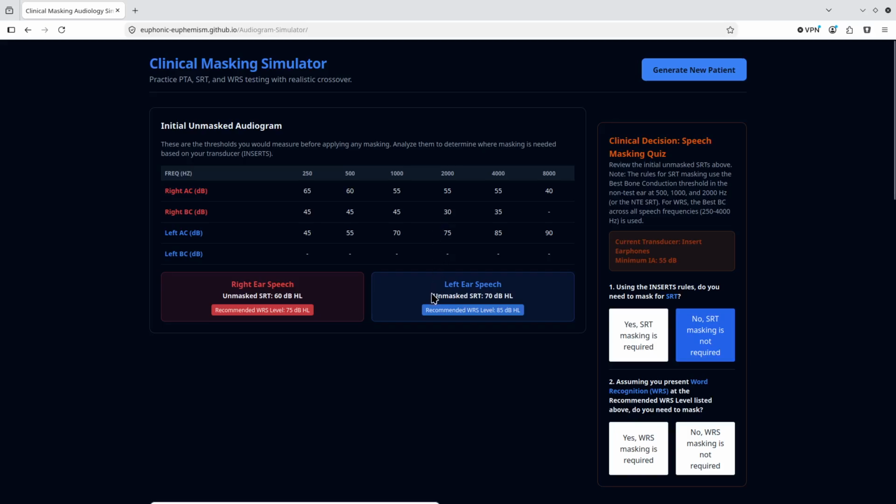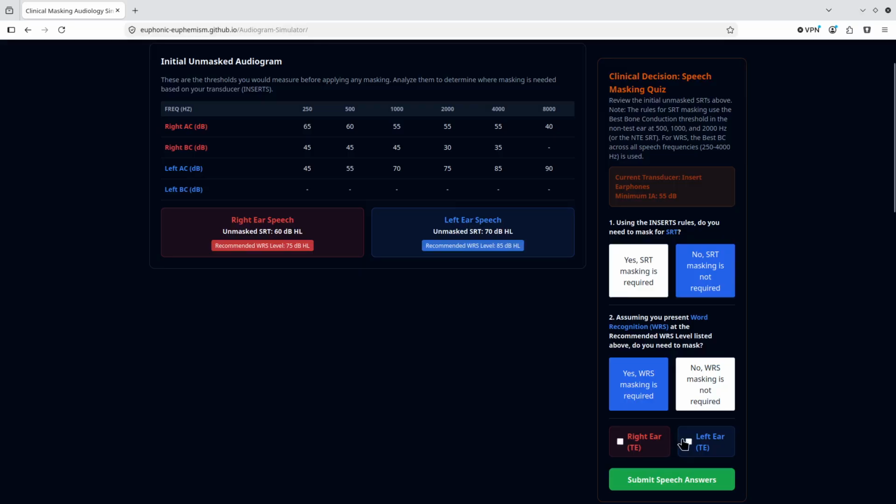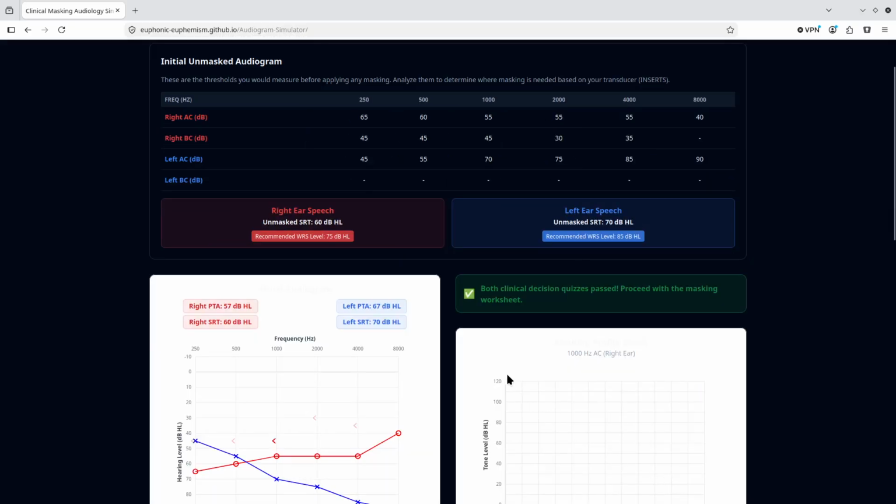How about 85 versus 30? Well, now we have a 55 dB difference. So we do have to mask for the left ear. So left ear only. Let's see if we got that right. Yep, we passed that clinical quiz.